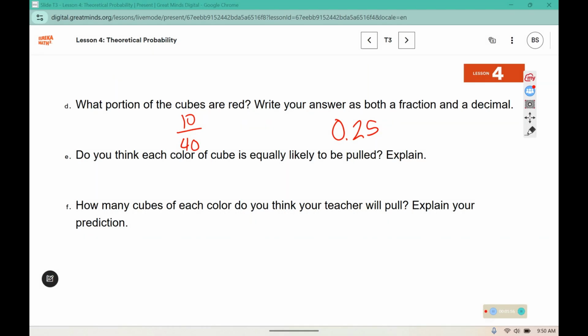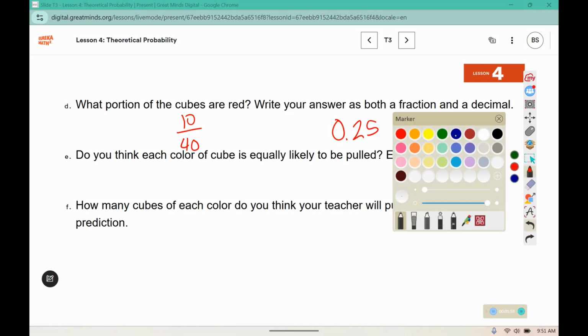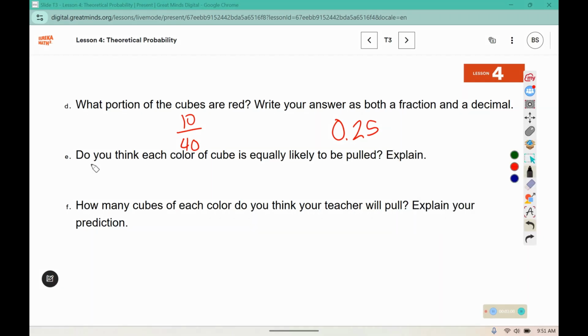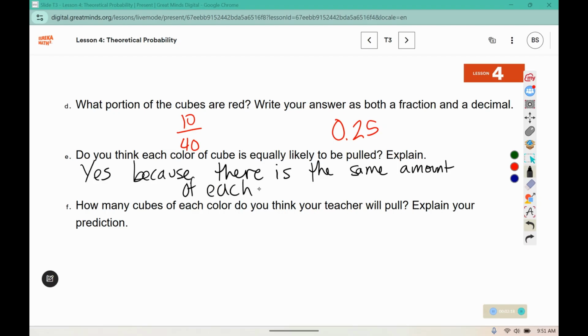Explain. Well, yes, because each color has the same amount of cubes. How many cubes of each color do you think your teacher will pull? Explain your prediction. Well, she's going to pull 20, and there are 4 different colors.